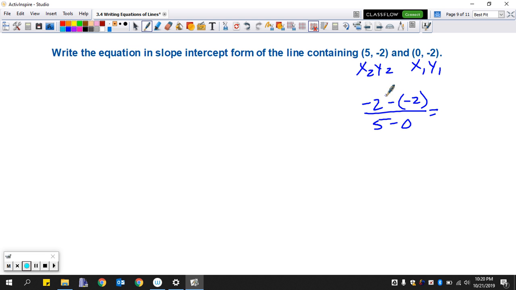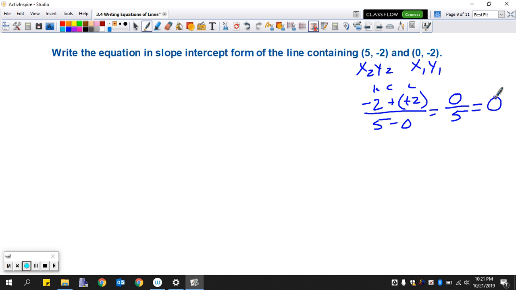When we do the keep change here, this turns into negative 2 plus 2, or the double negative, however you want to look at it. Negative 2 plus 2 is 0, and 5 minus 0 is 5. So now it doesn't matter at all what is in the denominator, because if we have a numerator of 0, our entire slope is 0.